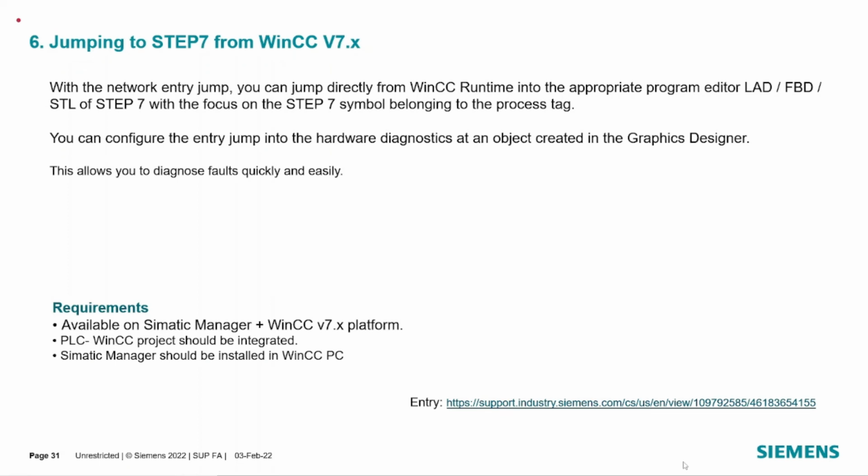Jumping to step 7 from WinCC. From the older version itself, there are features or facilities possible. Maybe with a button click, the operator can directly jump from his mimic screen to your semantic manager screen. So what is the use? It is directly jumping to the particular network or area in the PLC program, which is already predefined at your engineering time, right?